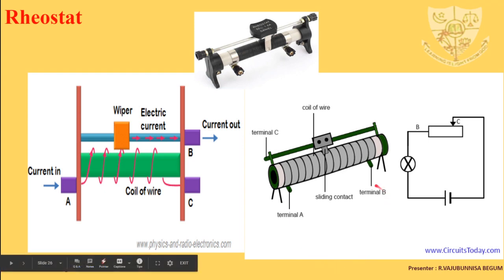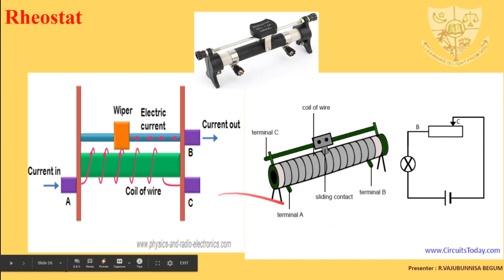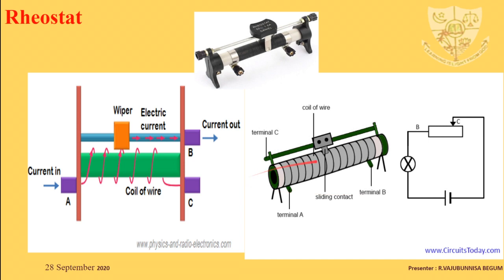Next one is the rheostat. It is also one of the variable resistor devices. It has 2 terminals, out of which one is fixed and the other is a moving terminal. Some rheostats have 3 terminals just like a potentiometer, although only 2 terminals are used: only one of the 2 fixed terminals and the moving terminal.